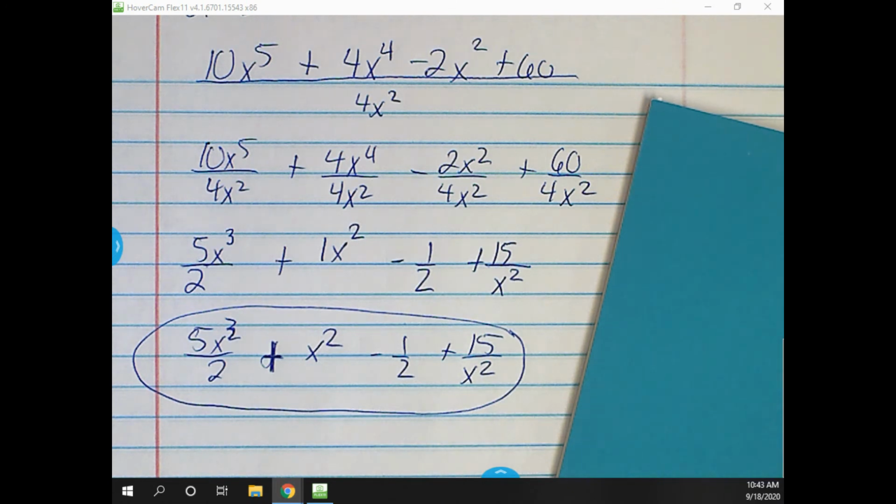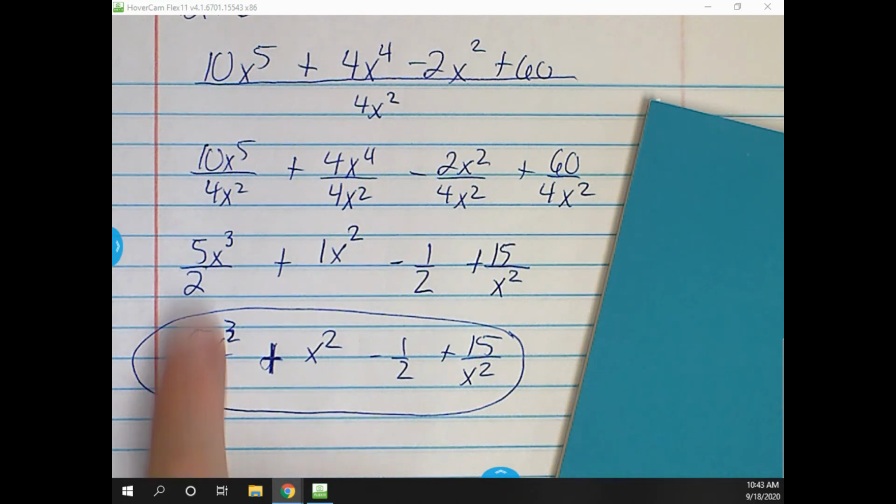Okay, so if you have just the one term, it makes it a little bit easier because you're just going to do it one piece at a time when you go through that. And again, the numbers are just either a whole number or a fraction that you simplify it down to, and then the variables, you just subtract the exponents to get what you need.